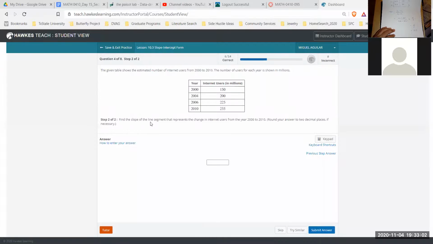So it says find the slope of the line segment. So we use the slope formula to do that. That represents the change in internet users from 2006 to 2010. Those are the only 2 data points we were looking at. Round your answer to 2 decimal places if necessary.